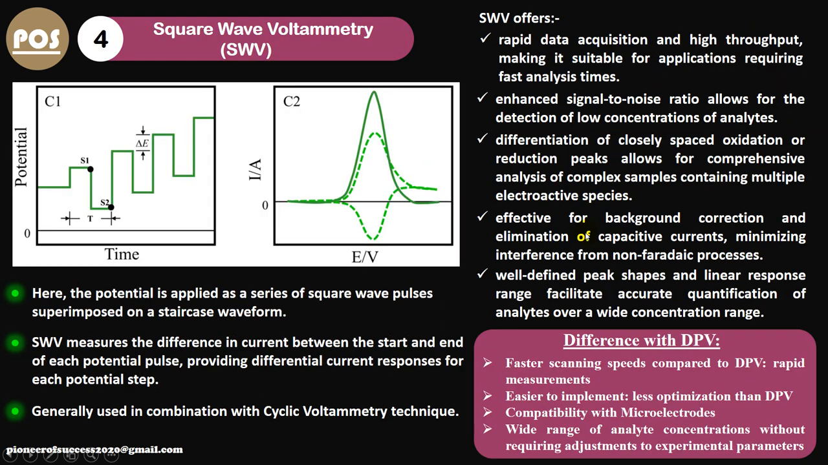So you can see there are many similarities between these two voltammetry processes, but there are some differences as well. So we have also noted the differences. Faster scanning speeds compared to the DPV. So in SWV, the scanning speed is relatively faster. Easier to implement. This particular one is easier to implement. Less optimization than DPV. Again, we should talk about a specific research paper that describes this particular point. Compatibility with microelectrode. This is very good in SWV. Wide range of analyte concentrations without requiring adjustments to experimental parameters. This is one of the advantages over DPV.